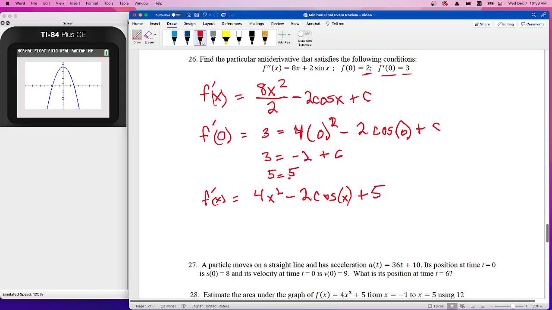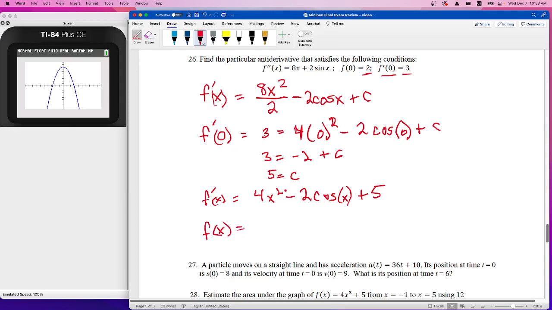Well, I said 5 equals 5 here. Sorry, folks. Add 2 to both sides. 5 is equal to c. Okay, so we've got that. Now we do the same process again. So what's the antiderivative of the first derivative? Well, that would be our f of x. That's what we're looking for.